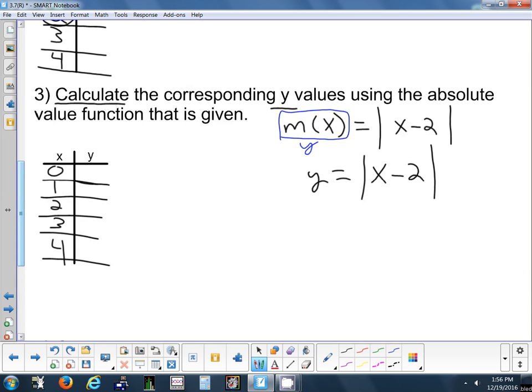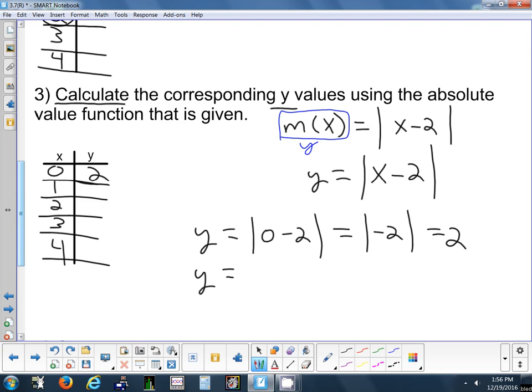My suggestion, and I think Mr. Hager will probably suggest the same thing, is that you're probably going to want to write it out. We'll make sure on tests and on homework that you'll have enough room to do that. So what's the first X value that I plug in my table? 0. What's 0 minus 2? And now what's the answer for the absolute value of negative 2? 2.